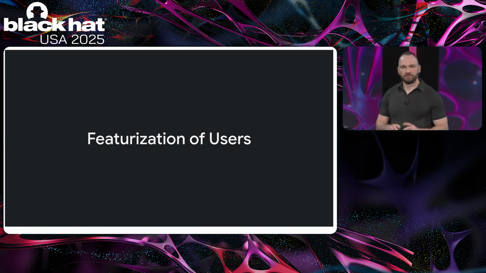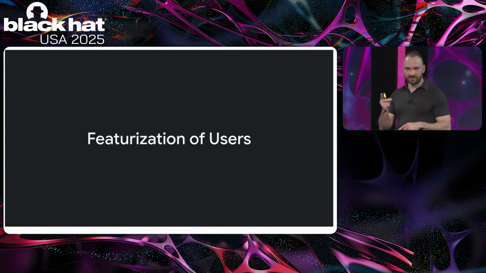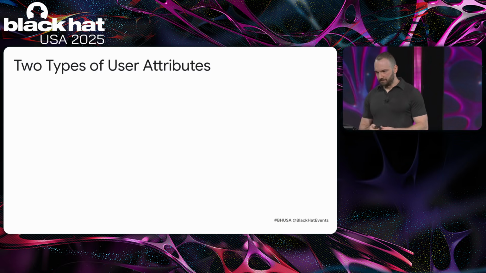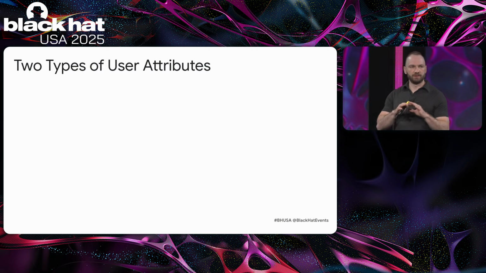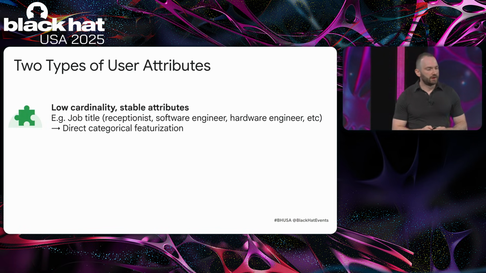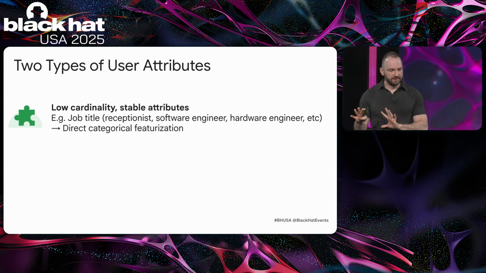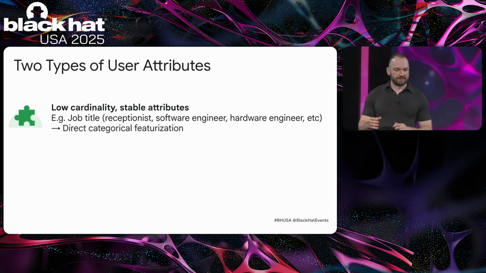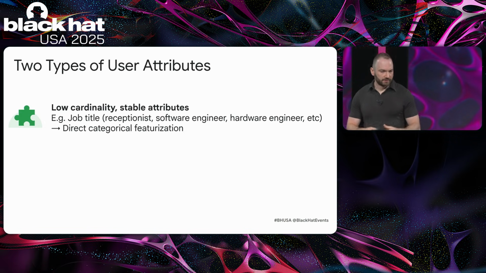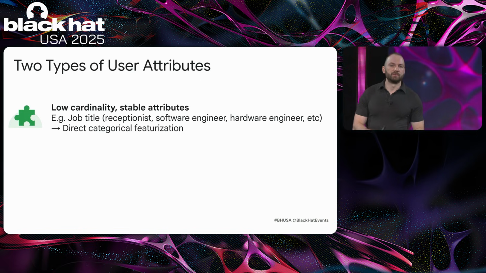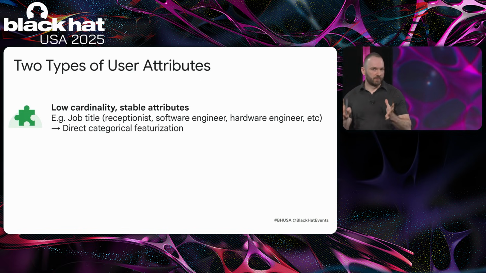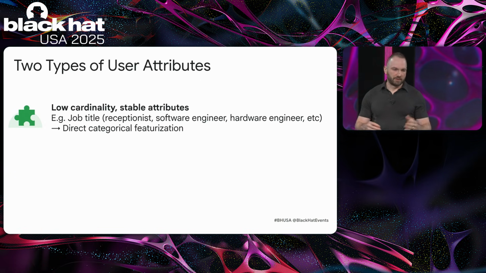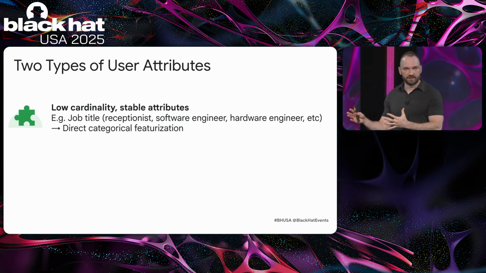All right, so let's look at what we do for featurizing users, because as you remember, Facade is a two-part system. We have the embedding of the user and the resource. Generally speaking, there are two types of user attributes. The first type is relatively easy to deal with. These are low cardinality and stable features, for example job titles. In any given company, there's usually a very small, finite number of job titles you can have. So here, there's no problem. You can really use a direct categorical featurization.